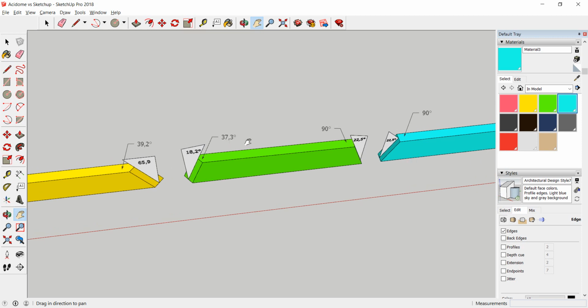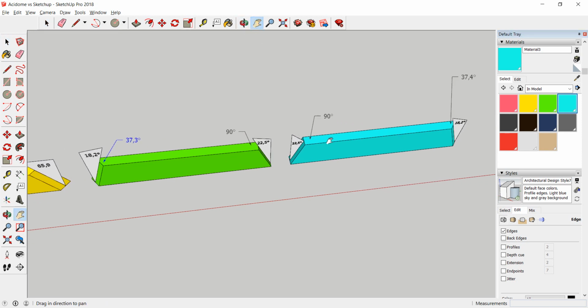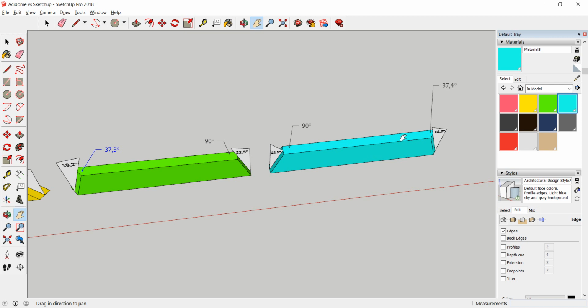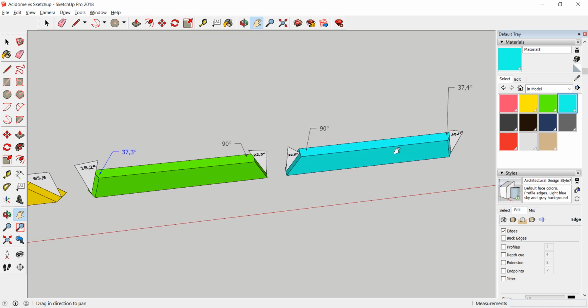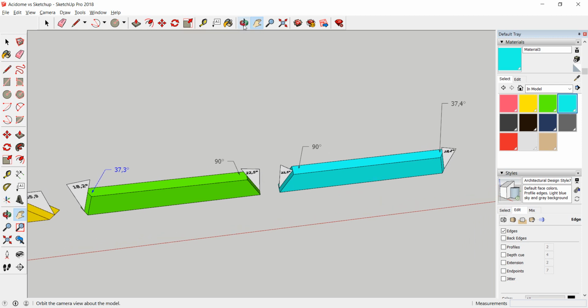And we've already seen, for some reason here, minus 37.4, but in Acidome it's 37. Well, in Acidome it's correct, actually. It's 37.4, and here it's also 37.4. There must be a line that's off. I'm not sure. It's a minimal error.